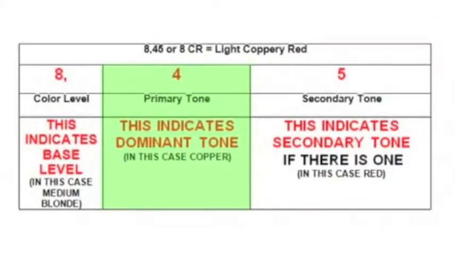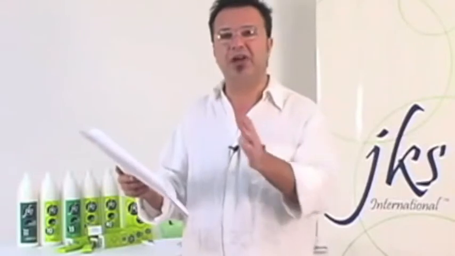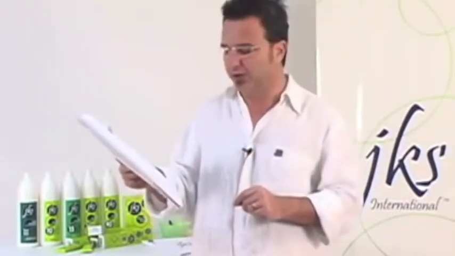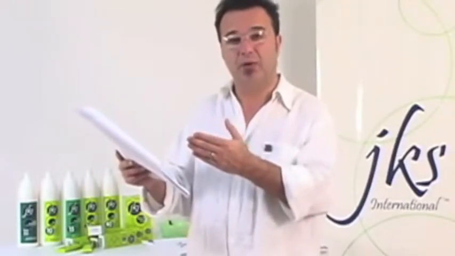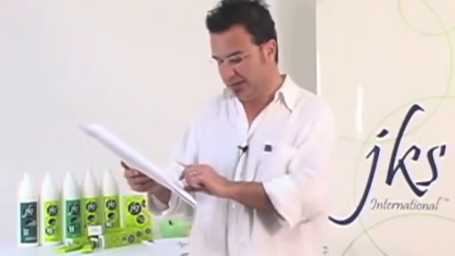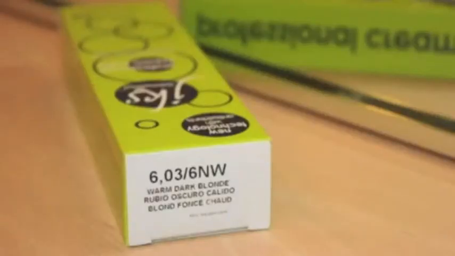And if there were another digit right next to it or an alphabet, that would be the secondary tone. So remember, the last number on the line is the least amount within the tube. So 8.45 would be light coppery red blonde. Now with that given, we can use the alphabets, which is 8, C for copper, R for red. So 8CR or 8.45. We have a few other ones at the bottom, like example 6.03 or 6NW, and that stands for slightly warm brown. So the 0 stands for neutral, 3 stands for gold, and 6 is the base level for the color.